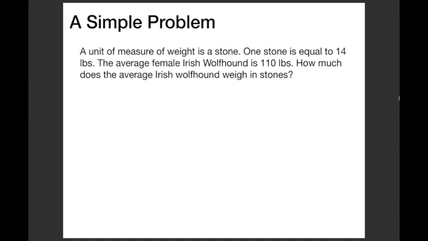In the first problem, we're going to do a conversion between one unit of weight and another unit of weight. So we're going to take the average weight of an Irish Wolfhound in pounds and convert that into stones, with 1 stone equaling 14 pounds.